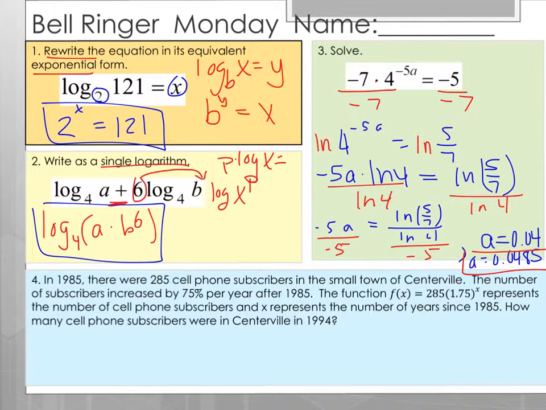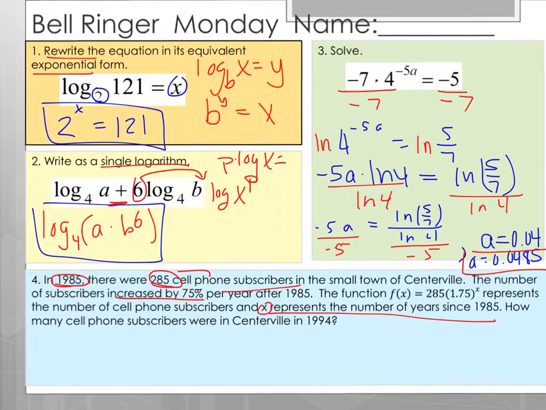In the last problem, they said in 1985, there were 285 cell phone subscribers in the small town of Centerville. The number of subscribers increased by 75% per year. Oh, that's supposed to say after 1985. And then they give the function, which represents the number of cell phone subscribers, and x represents the number of years since 1985. How many cell phone subscribers were in Centerville in 1994?